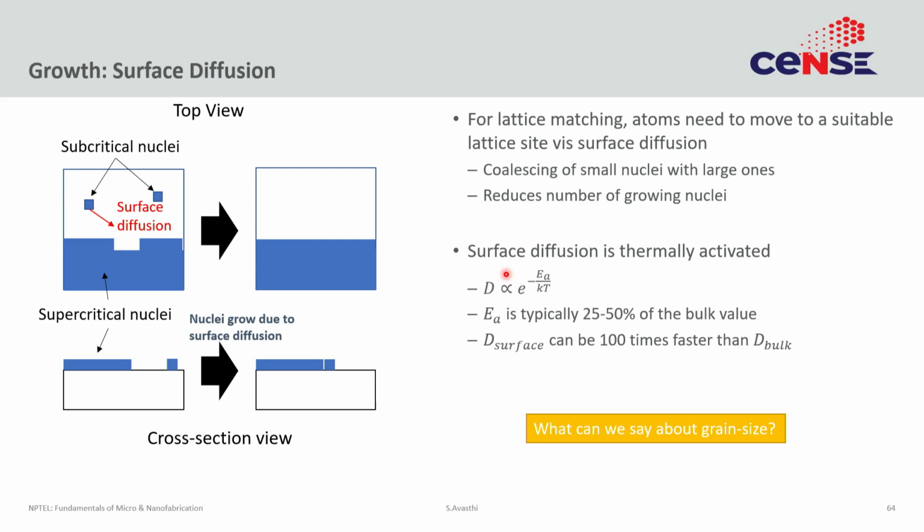Typically, the activation energy of surface diffusion is around 25 to 50% smaller than the bulk activation. If you remember the diffusion lecture, we talked a lot about dopants and impurities, and how those impurities diffuse in bulk, with activation energies for substitutional diffusion or interstitial diffusion. Surface diffusion activation energy tends to be 25 to 50% smaller, which means the surface diffusion is much faster than bulk diffusion that we have discussed till now.